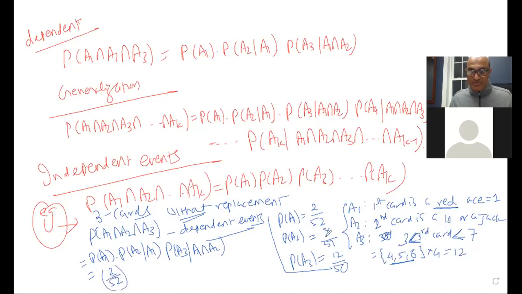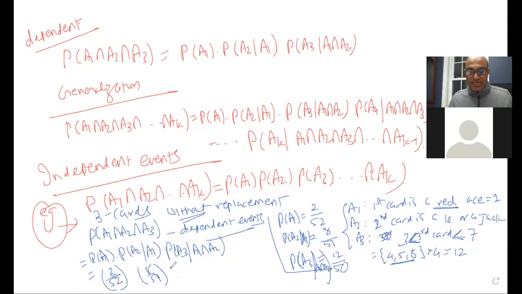A2 given A1, because one card is already gone, so actually it is not simply A2, but A2 given A1. That is the meaning. So that is equal to 8 by 51, because you can see over here, one card is already gone. So it depends on this one. Probability of A3, it is not actually A3, but actually A3 given A1 intersection A2.